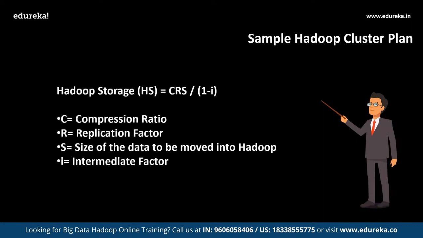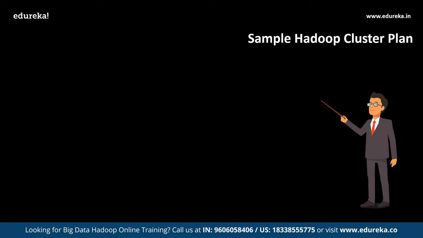Hadoop storage, HS, is equal to CRS divided by 1 minus I, where C is the compression ratio, R is the replication factor, S is the size of the data which is being moved into Hadoop, and I is the intermediate factor. Now, let us calculate the number of nodes required.